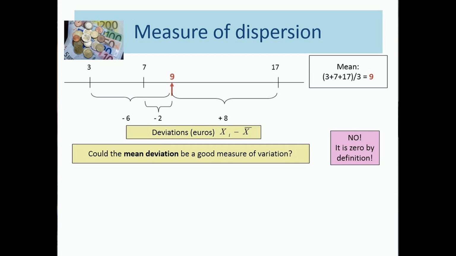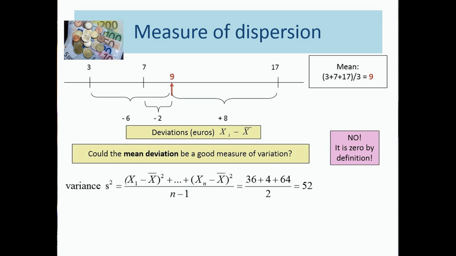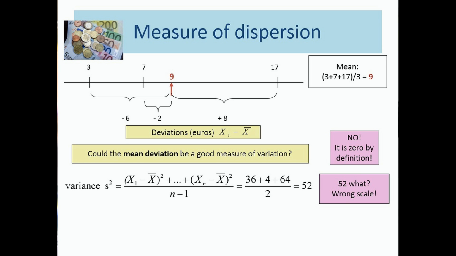The variance is defined as the sum of all square deviations divided by n minus 1. Maybe you wonder why we divide by n minus 1 instead of by n. There is a good mathematical reason for it. You can prove that the estimate will be unbiased in this way, but I will not give you the proof of that. In this case, the variance equals 52. But 52 what? This is a mean of squared euros. So the variance has a different unit than the unit of the observations, which was in euros.